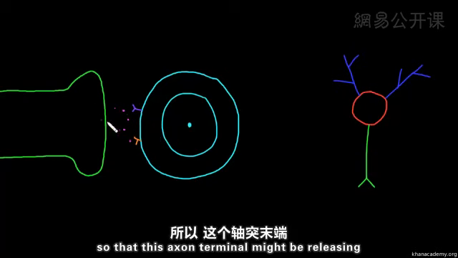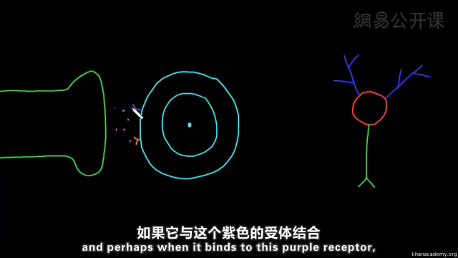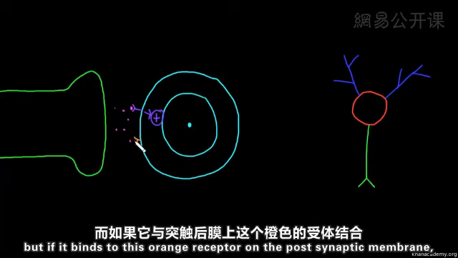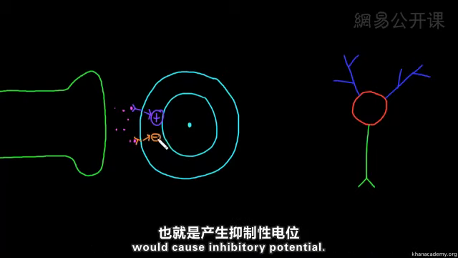So this axon terminal might be releasing this neurotransmitter here at the synapse, and perhaps when it binds to this purple receptor, that causes an excitatory potential in the target cell. But if it binds to this orange receptor on the postsynaptic membrane, that would cause inhibition of the target cell, would cause an inhibitory potential.